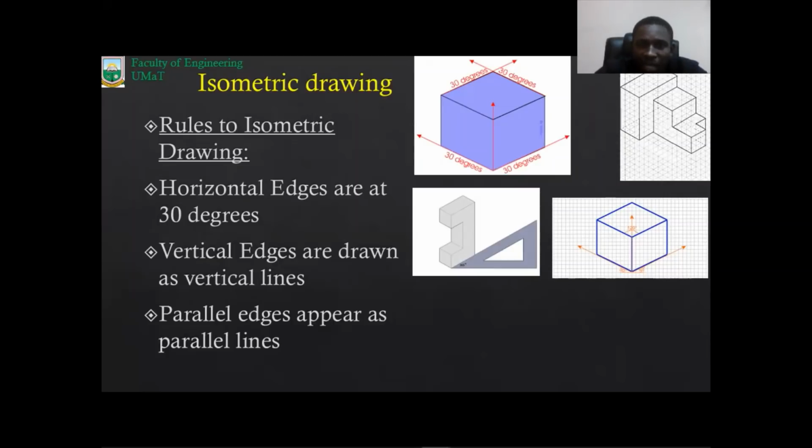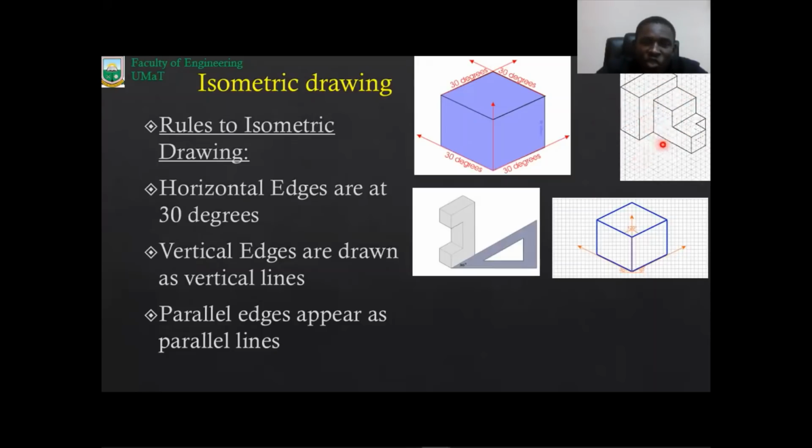Okay, so another ISO object, another ISO block. We can see the 30 degrees over here. Now this over here is something we call an isometric drawing on an isometric sheet. This drawing is made on an isometric sheet.